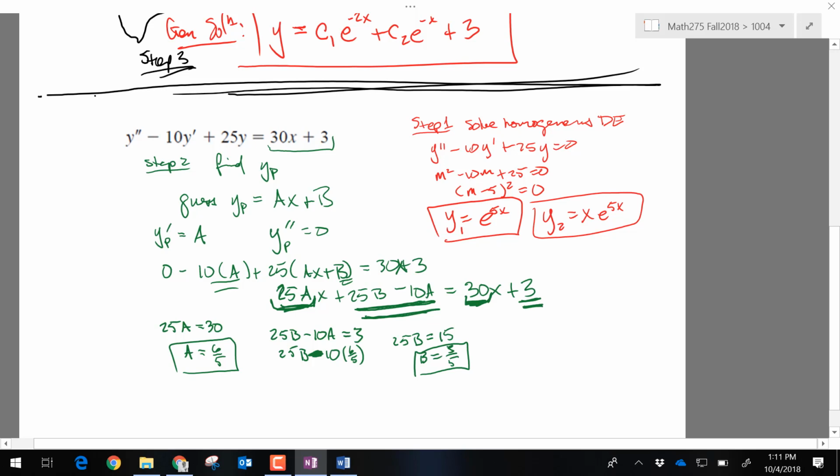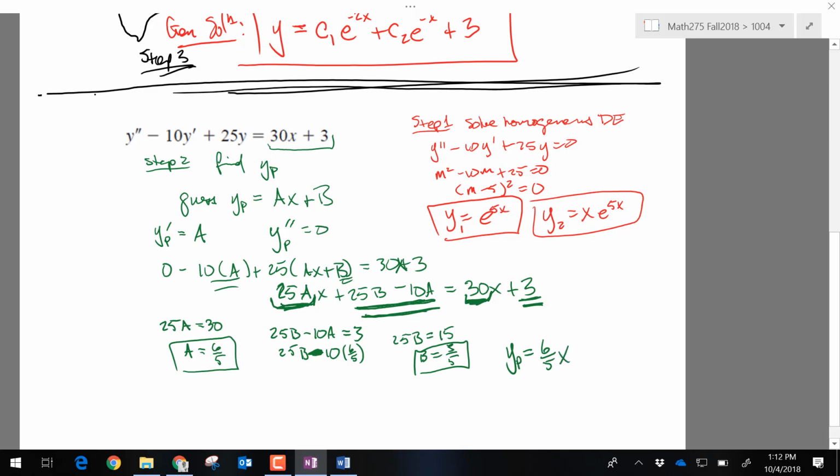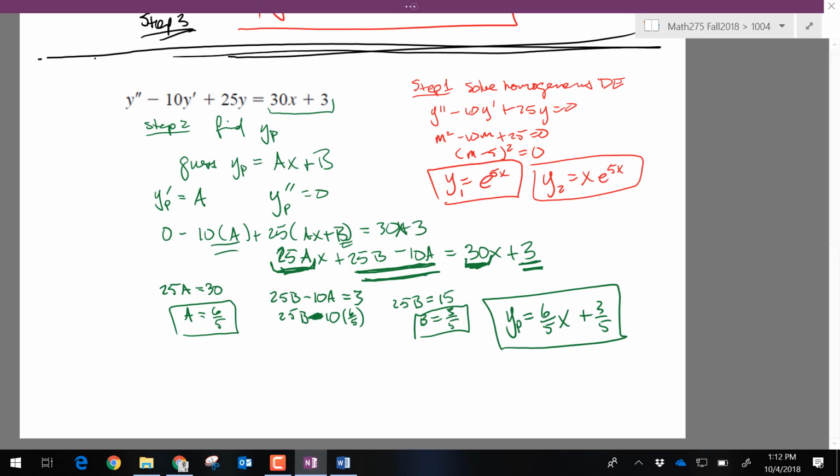Right? So this took a little bit more effort, because we had more things to solve for. Last time we just had an A and that was easy. This time we had a linear function and two coefficients to solve for, but we found them. So your y sub p will equal A, which is 6/5, times x plus B, which is 3/5. So here is your particular solution, and again the last step is put it all together.